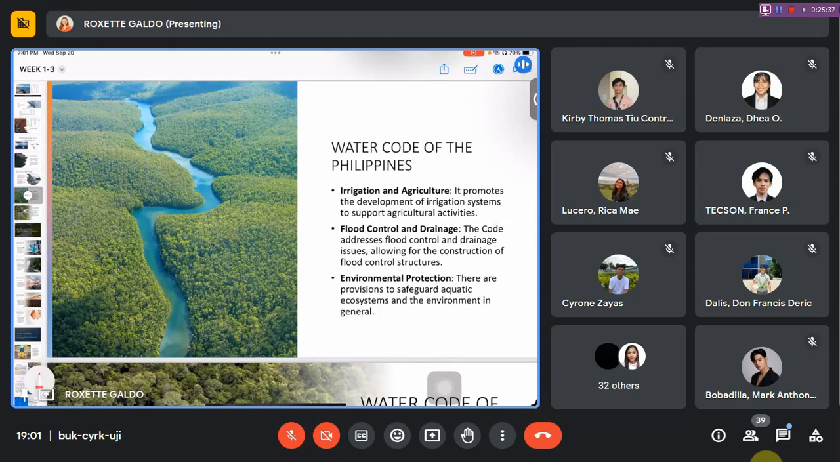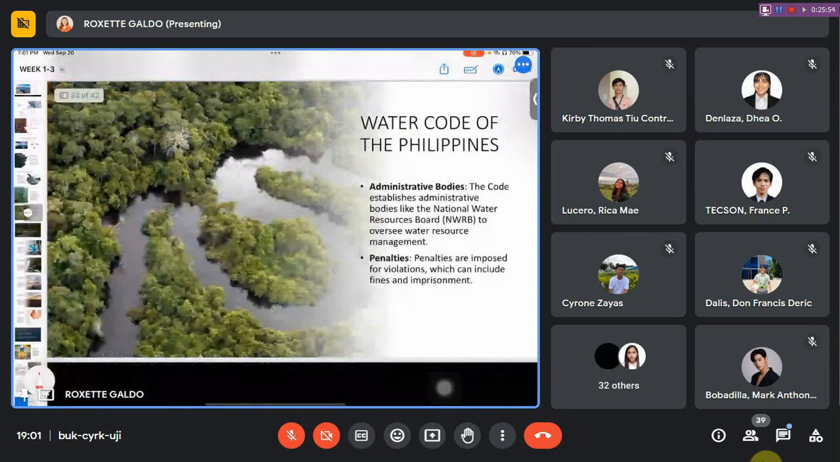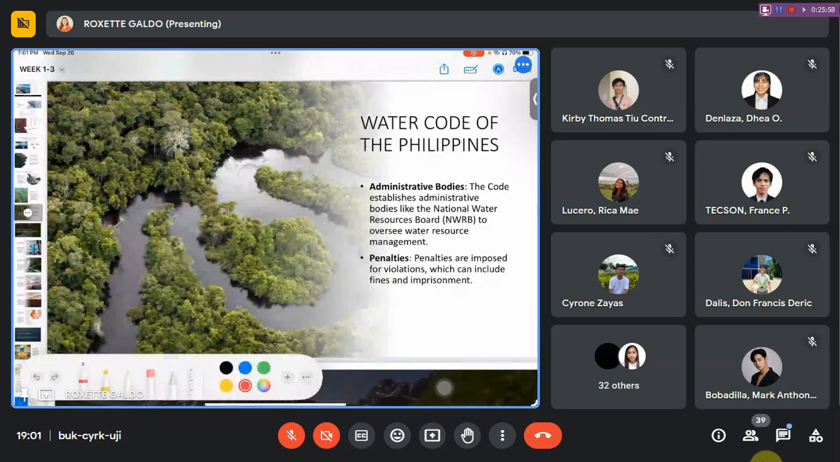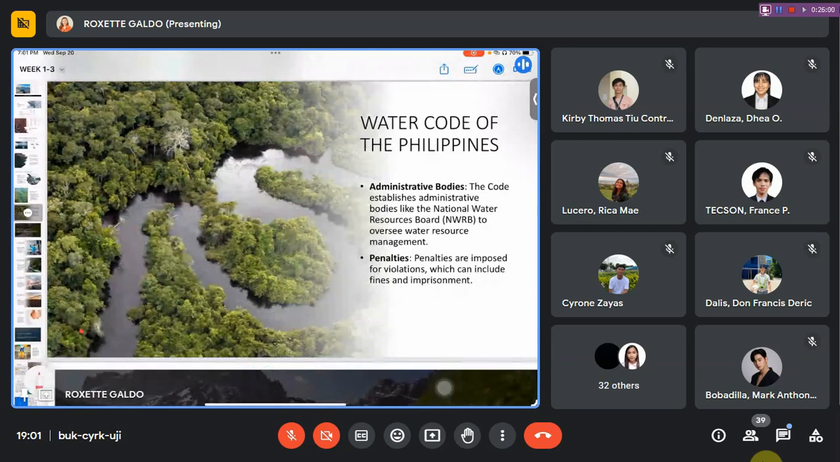Also, Water Code of the Philippines is for the environmental protection. So, there are provisions in the code that is specifically to safeguard aquatic ecosystems and the environment in general. Okay. And then penalties. So, failure to comply to the provisions of the code will impose penalties. Okay.